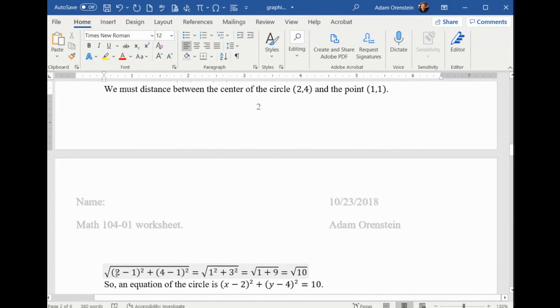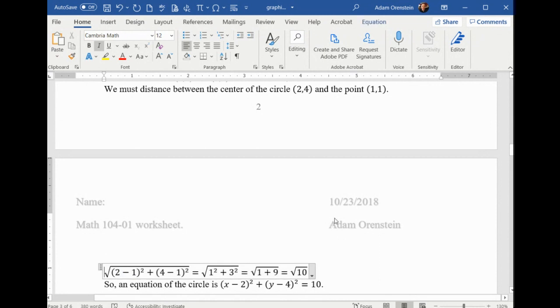So we have the square root of (2 minus 1) squared plus (4 minus 1) squared. And then we take the square root of that. So this becomes 1 squared plus 3 squared, which is 1 plus 9, and we get the square root of 10. So the radius is the square root of 10, that means r squared is 10.